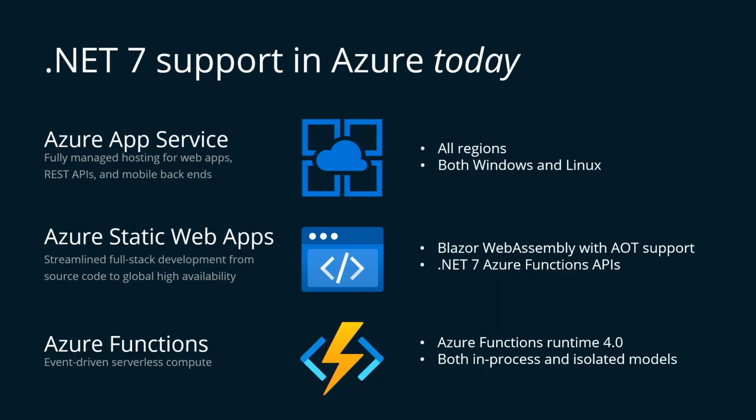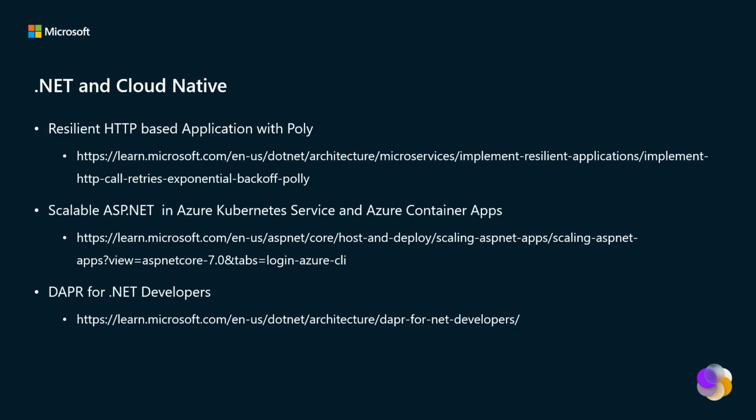.NET 7, that's what we're here to talk about today. We have it everywhere. We have it in Azure App Service in all regions on Windows and Linux. We have it in Azure Static Web Apps for WebAssembly with AOT support, and we have it in Azure Functions. Container Apps doesn't really care what the tech is, but we have all this running in .NET in Azure today. So go grab the newest .NET and get it running in the cloud.